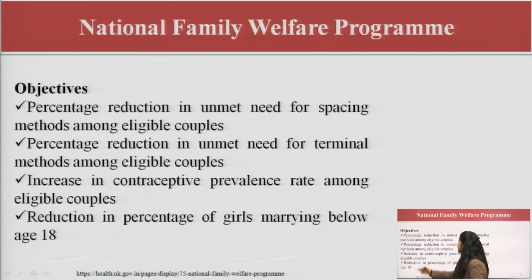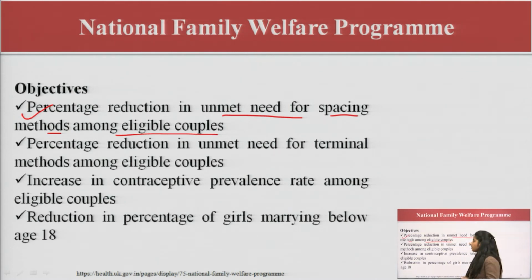Yes. So, see, percentage reduction in unmet need for spacing methods among eligible couples. This is the first objective. Okay. So, what we are doing here? We are reducing the number of unmet need, yes, for spacing methods. Okay. So, the eligible couples who are in the fertile age and they are not using any contraception method. So, what we are trying to do?